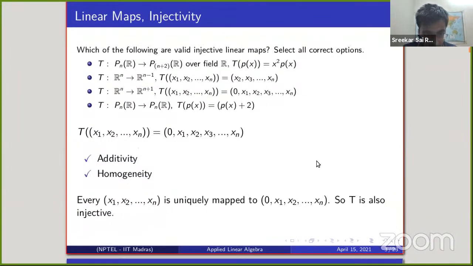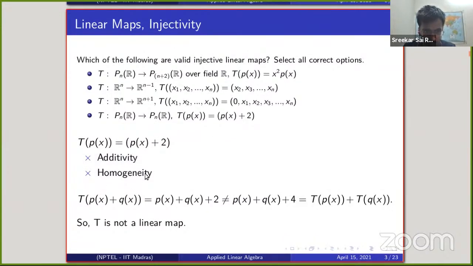Oh, sorry. Okay, so the third and fourth options are quite easy to check. x1 to xn mapped to 0, x1 to xn is obviously uniquely mapped, so it is injective. You can also take the null T approach if you want, because only if the input vector is 0 are you going to get 0 at the output. The last option obviously doesn't satisfy additivity and homogeneity, because T(p(x) + q(x)) equals p(x) + q(x) + 4, and not p(x) + q(x) + 2, as T(p(x)) + T(q(x)) would give in the other case.